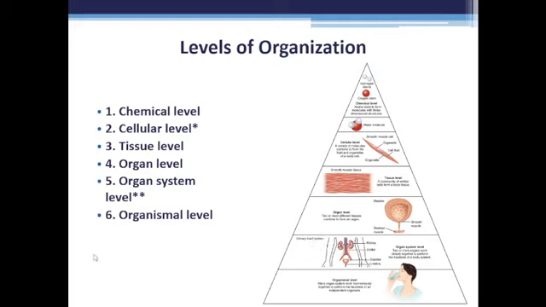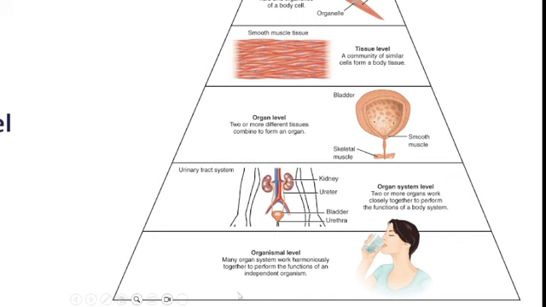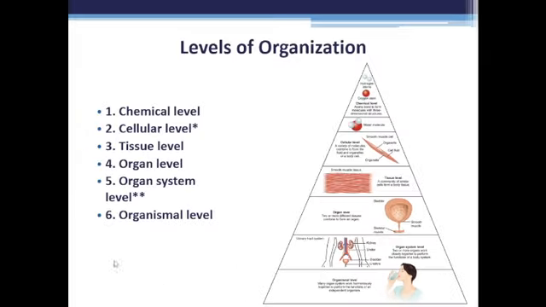So here we have different kinds of organs. As you can see here, we have the kidney, that's an organ, the ureter, that's an organ, the bladder, that's another organ, and next is the urethra. So those are different kinds of organs and they form a system. Okay, next is the organismal level.